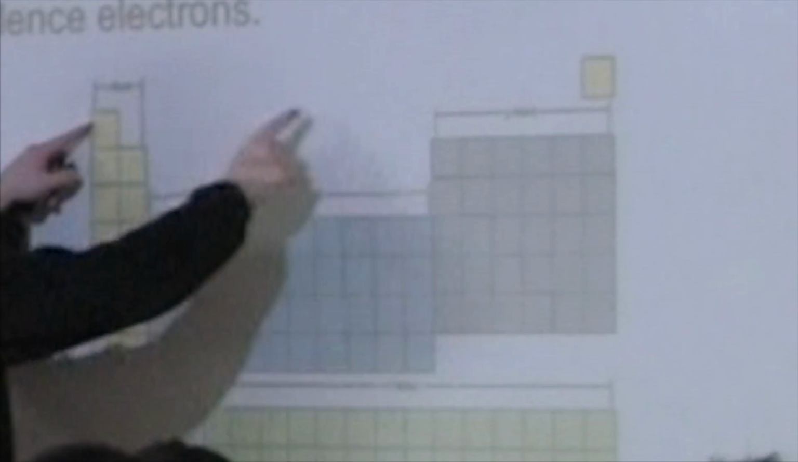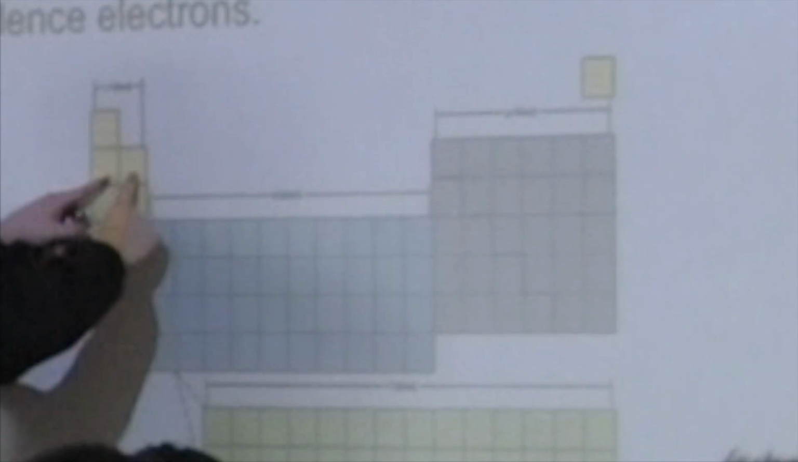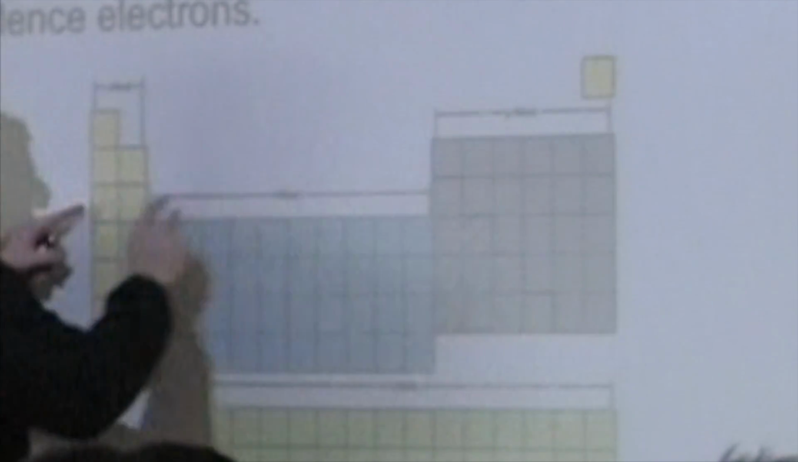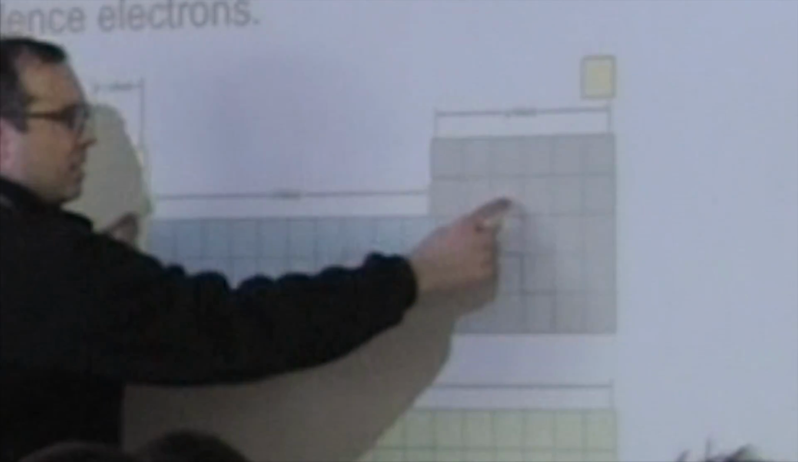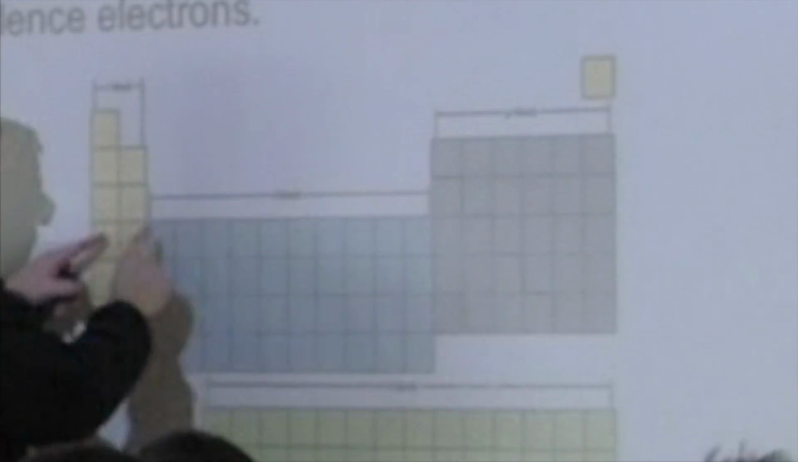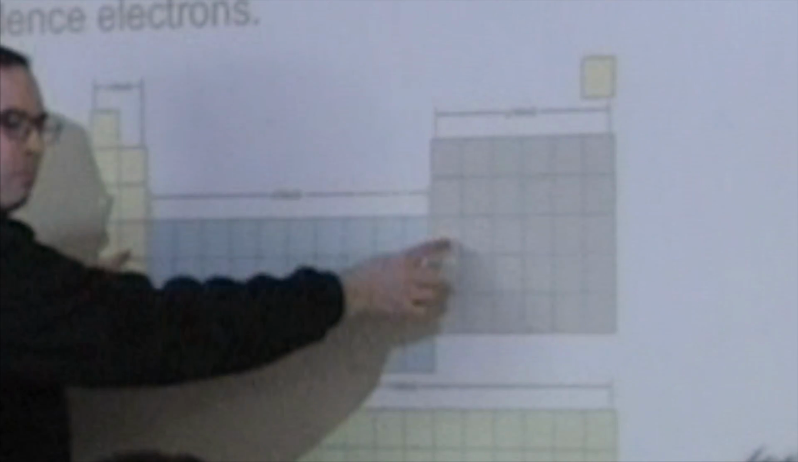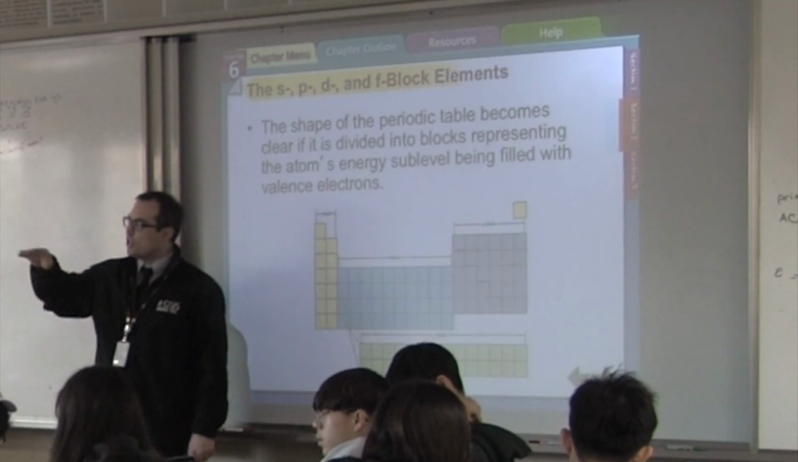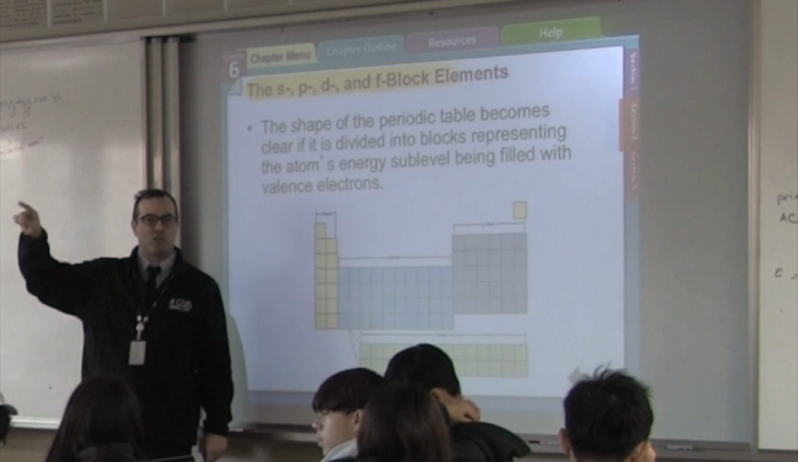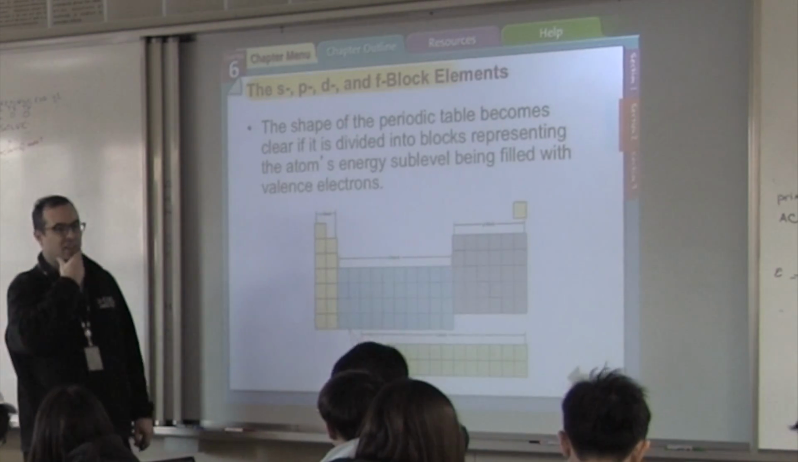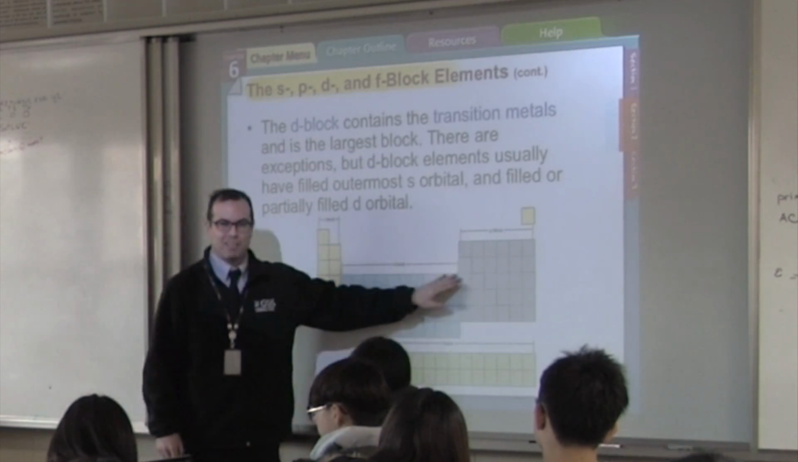So if I go s, then I go s again afterwards. Then I go p. Then I go to s again after p. Then I go to p again. And then I go to s again. And then I can go to d. And then what comes after d? On your periodic table now, we should be able to sort of count and figure out which elements are where. And by the way, how many does d have in it?